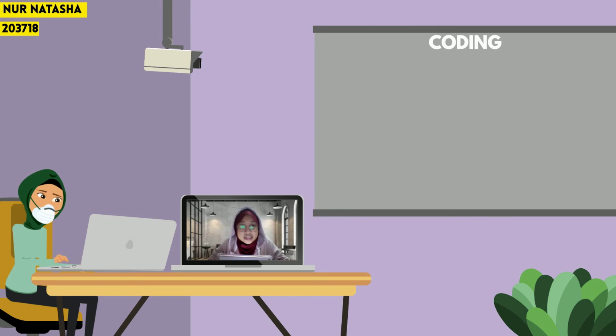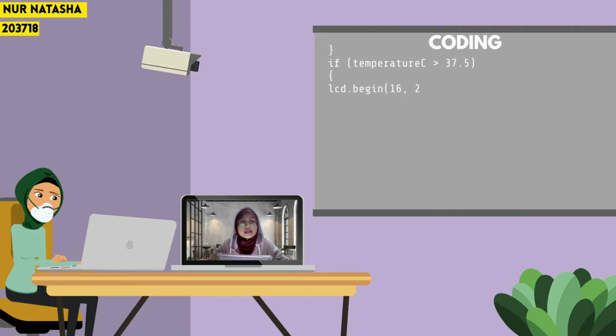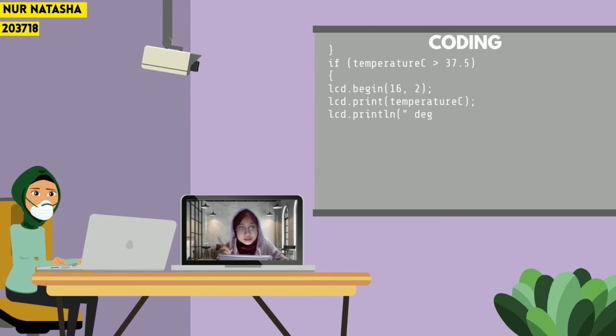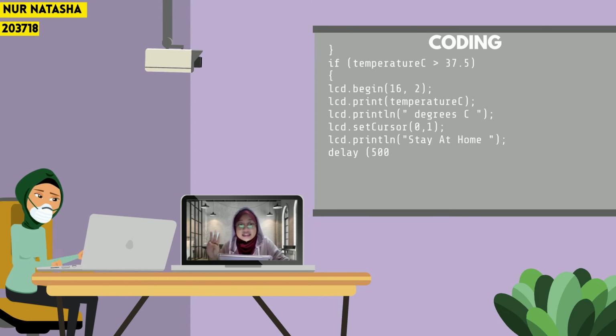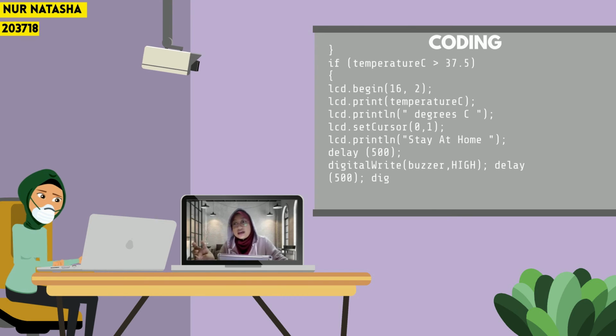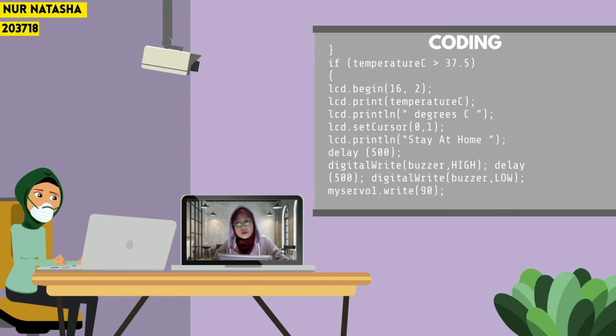Next, if the temperature is more than 37.5 degrees Celsius, at first the LCD will display stay at home, and the sound of the buzzer will be loud. The next is the servo will not move, as it shows 90. If it's 90, it is not moving, the servo is not moving the door.